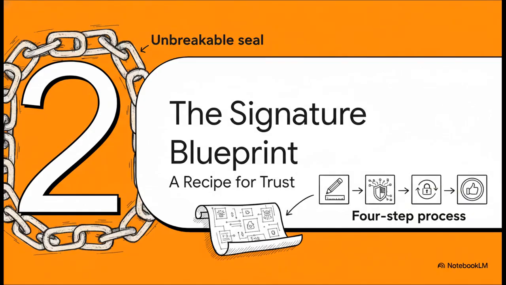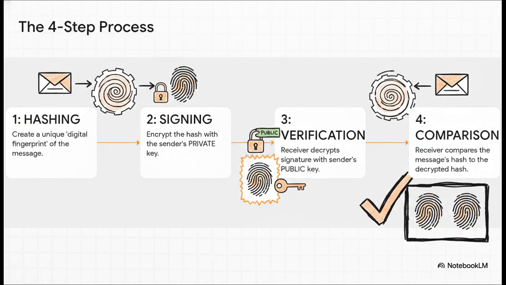So how do we actually create one of these unbreakable digital seals? Well, it all starts with a really clear blueprint. Before we even think about writing code, let's walk through this 4-step recipe that makes the whole system work. Okay, so here's how it all comes together. First, we take the message and we create a totally unique fingerprint of it. That's called hashing. Then, and this is the genius part, you encrypt that fingerprint, and only the fingerprint, with your private key. That encrypted fingerprint is your digital signature.